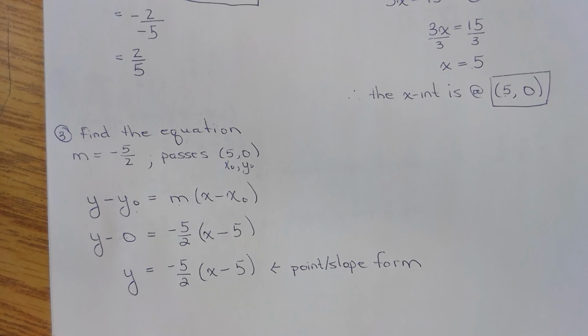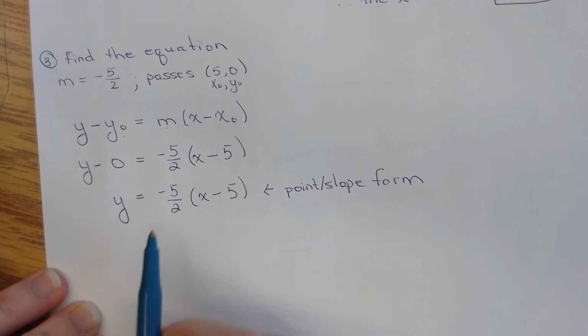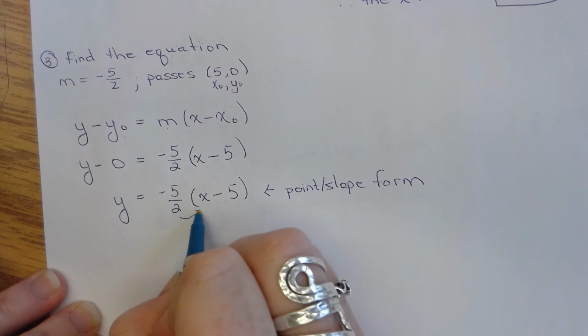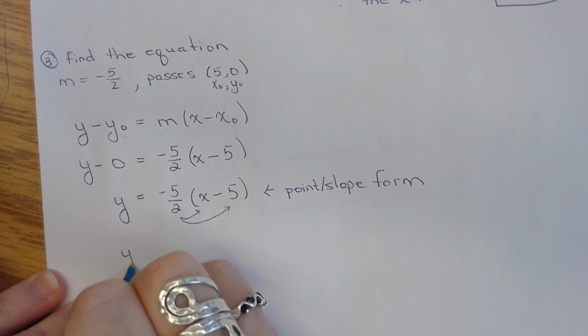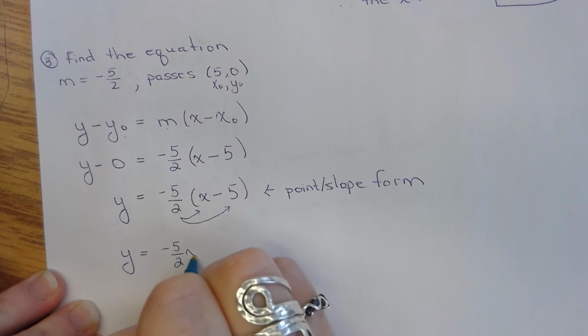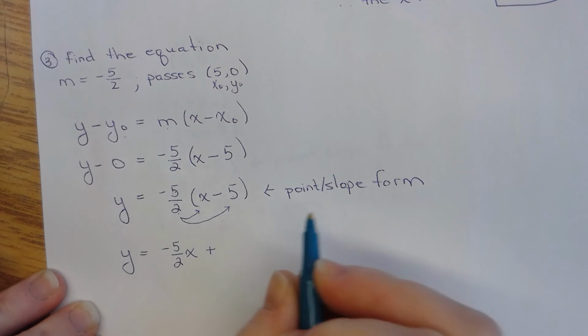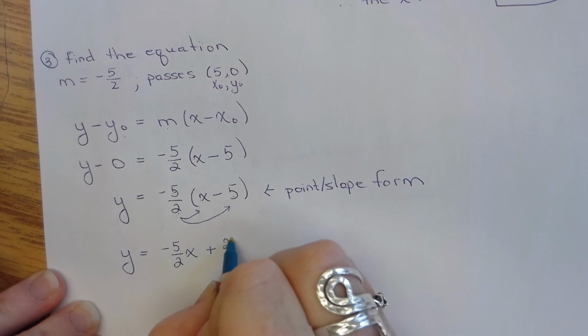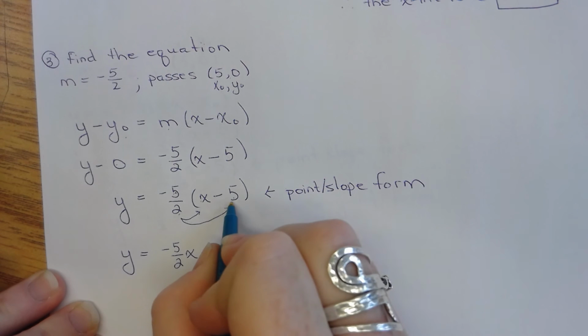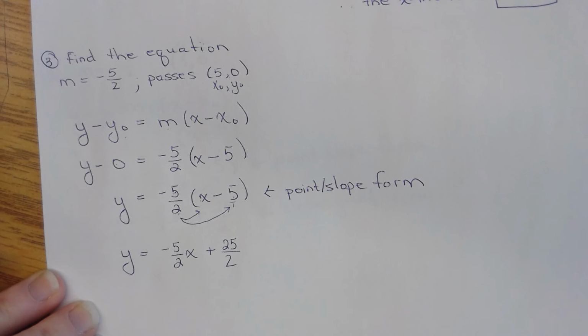I can be done at this point. I don't need to go any further, but I can choose to change the form. If I want to put this into slope-intercept form, all I need to do is distribute this negative 5/2 into the brackets. Negative 5/2 times x is negative 5/2 x. Then I multiply negative 5/2 by negative 5. Two negatives make a positive, 5 times 5 is 25, and the 5 is really 5 over 1, so 2 times 1 is 2.